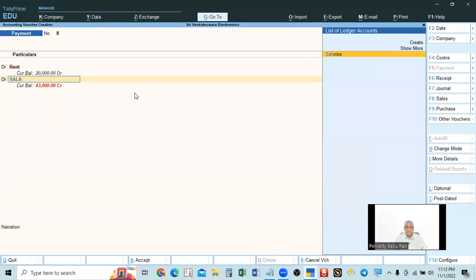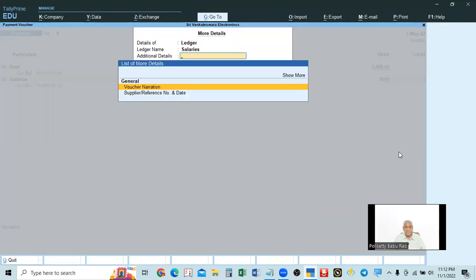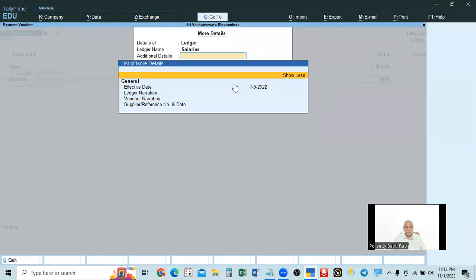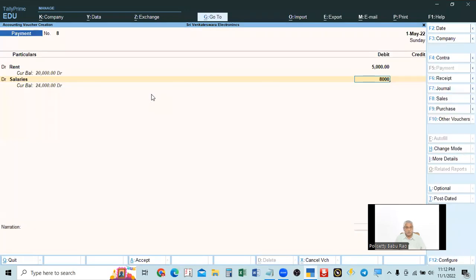We paid salaries. Salaries again we paid 8,000 rupees. Here also more details, go to show more. You keep a book and write, you note down all the important points. Again ledger narration: being salary paid for April 22. So two over.